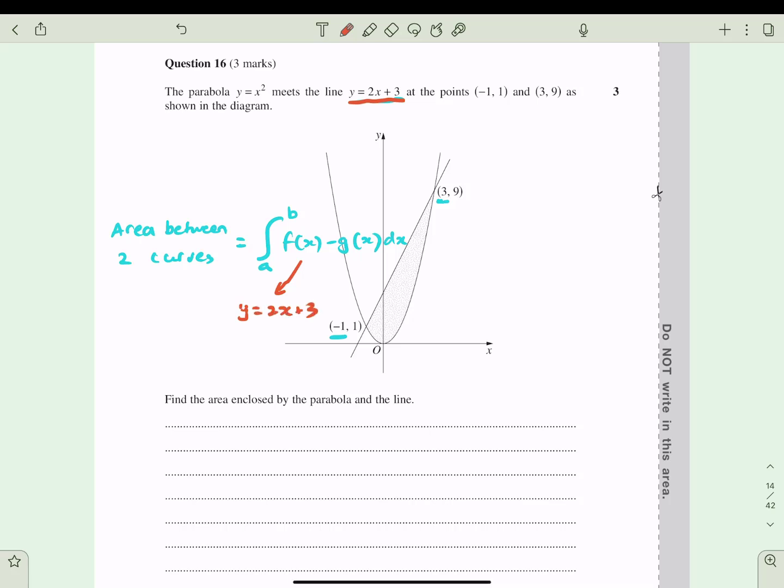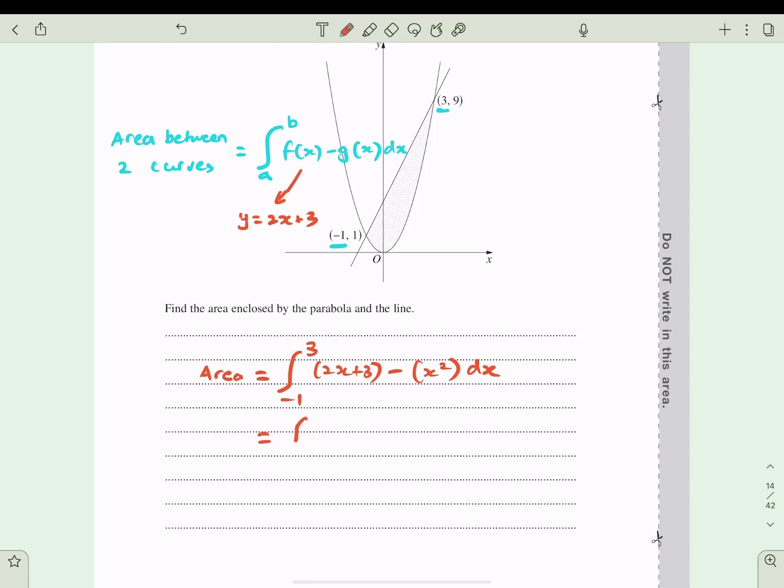Okay, so when we are asked to find the area enclosed by the parabola and the line, my area formula should start off looking something like this. So 2x plus 3 minus x squared. Okay, so that's f(x) minus g(x) once again. Now, if I remove the brackets, that's going to be 2x plus 3 minus x squared. And if I integrate it now, the integral of 2x is going to become x squared directly. So x squared plus 3x minus x cubed over 3.